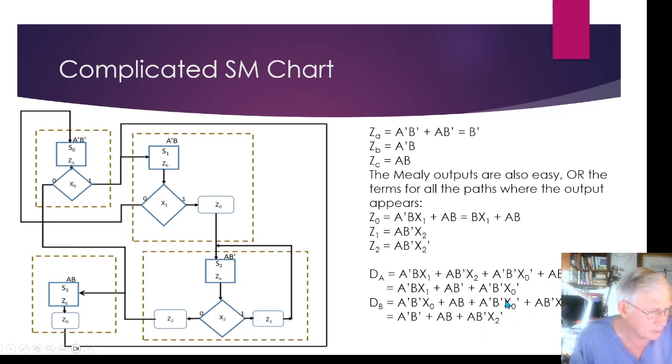And that's going to be the same as the ones up here. A prime, B prime, X0 prime. And AB prime, X2 prime. And now we can simplify it, and we get A prime, B prime plus AB prime, X2 prime. And so those are our final equations.